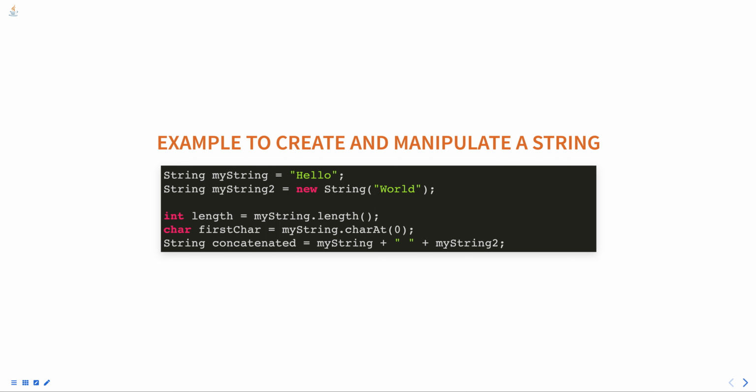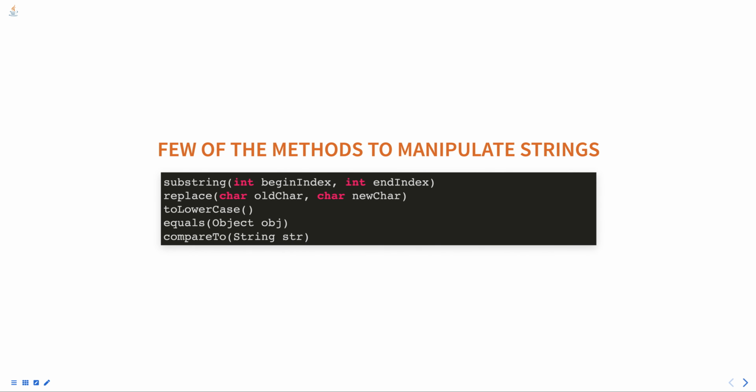Java also provides a variety of methods for manipulating and comparing strings, such as substring(beginIndex, endIndex), which returns a substring of the original string. replace(oldChar, newChar) replaces all occurrences of the old char with the new char in the string. toLowerCase returns a new string in lowercase.